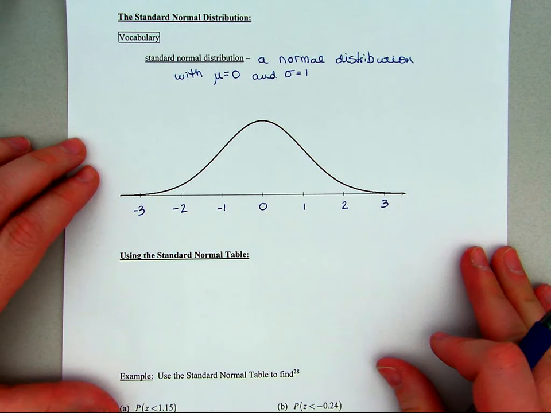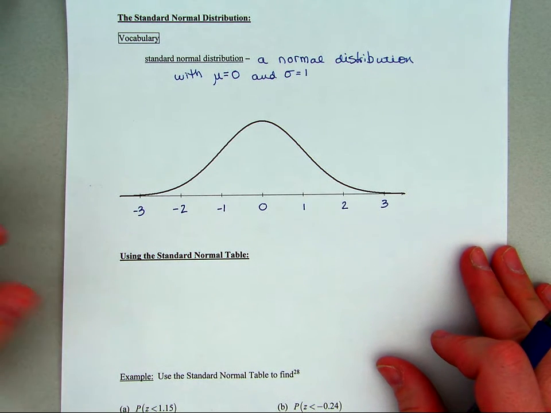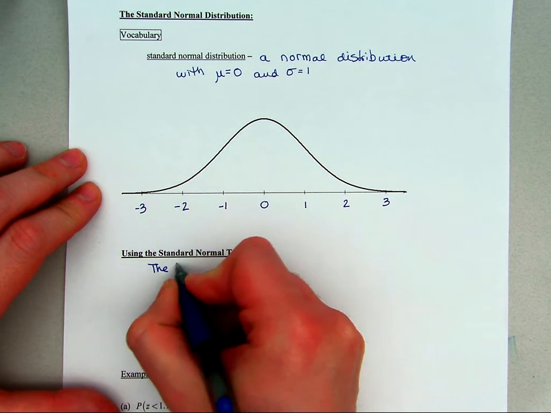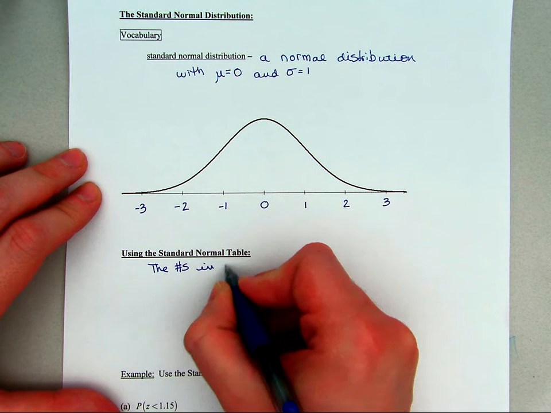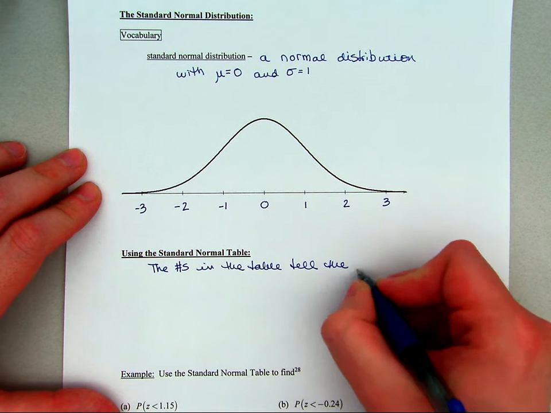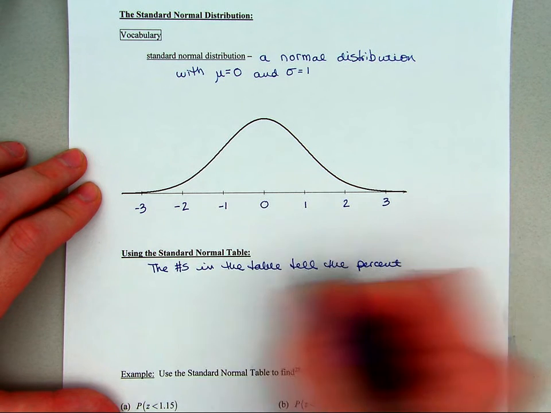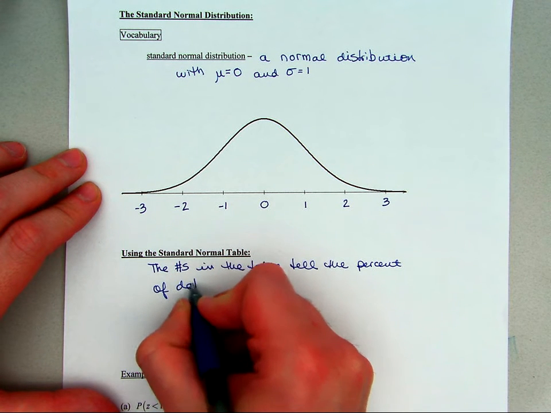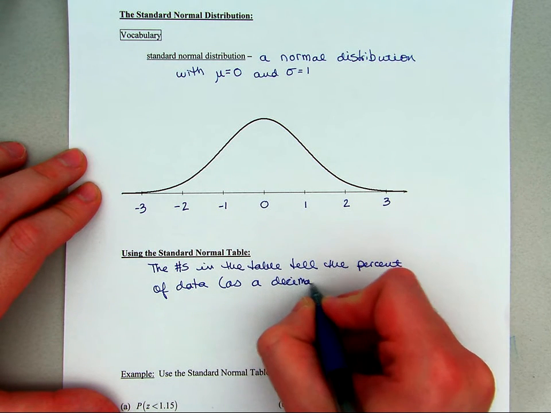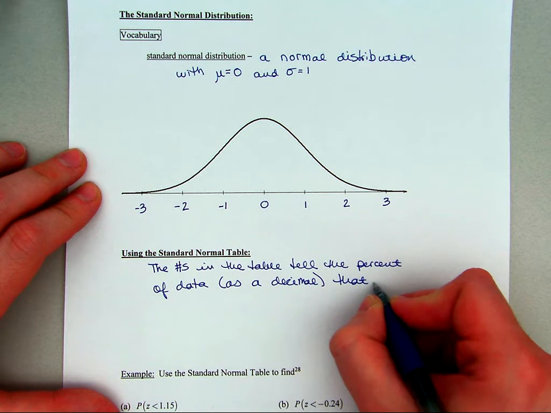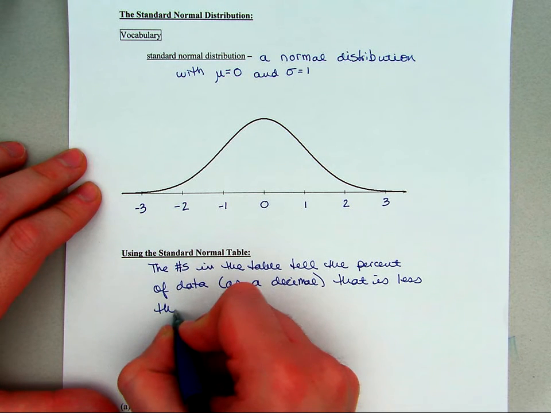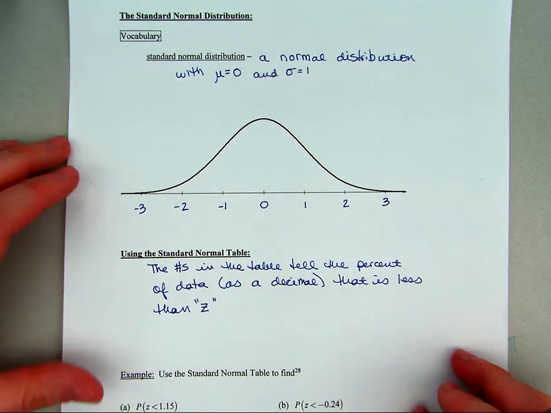The numbers in the table just tell us the percent of data, written as a decimal, that is less than our particular value that we're dealing with. So let me rewrite that one more time. The numbers in the table tell the percent of data, as a decimal, that is less than our particular value, which we'll just call z. We'll fill in a little more with that later.